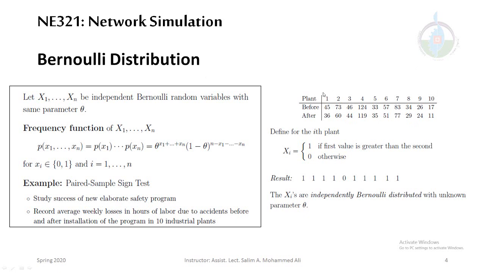So we define the Bernoulli distribution for this number of independent Bernoulli random variables with the same parameter theta. Why the same parameter theta? Because they are all identical plants, and the probability of losing hours is the same in all plants, but based on the time and their actions, they may differ from one to another. For the results of the safety program, we have two choices here. If the before value is greater than the after value, then it will be 1, otherwise it will be 0. The before value is greater for plant 1, plant 2, plant 3, and all the plants except plant number 5. The number of losses became more, so we mark it 0. So the xi's are independently Bernoulli distributed with unknown parameter theta.